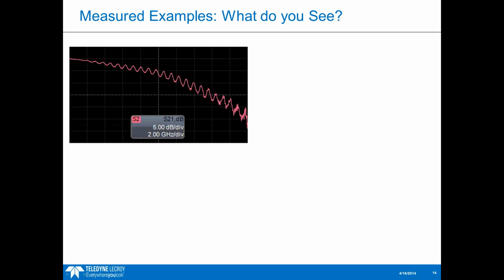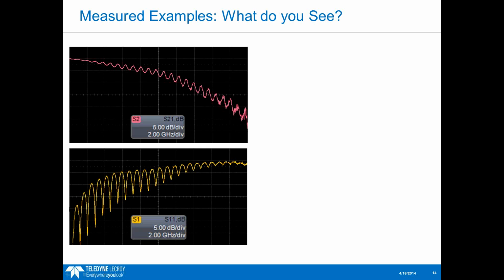Here's an example of a microstrip trace that I measured. What you can see on this is obviously there's quite a bit of ripple on it. And what we learned before is that means the return loss is probably pretty high, probably above minus 13 dB to be impacting the insertion loss. So let's take a look at S11 in dB and see what that waveform looks like.